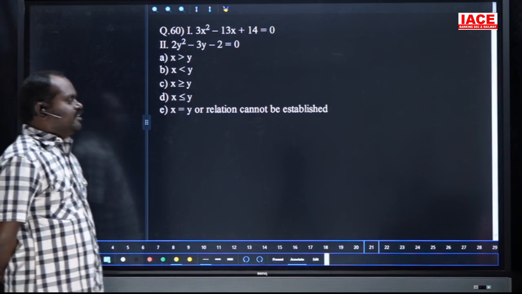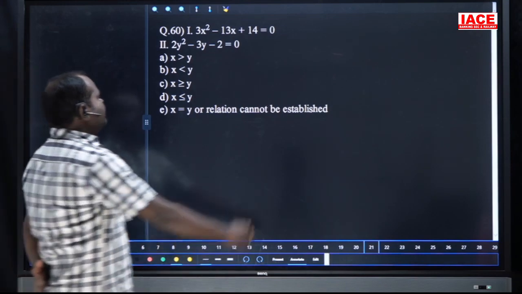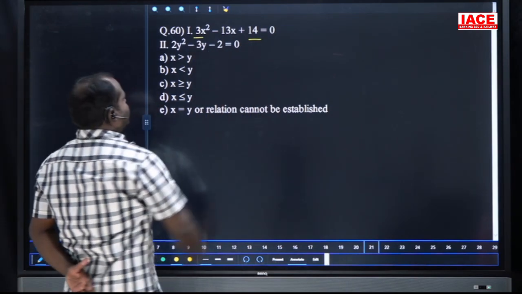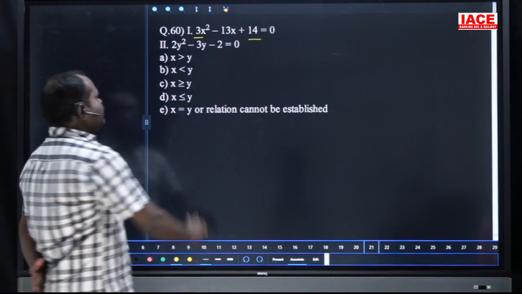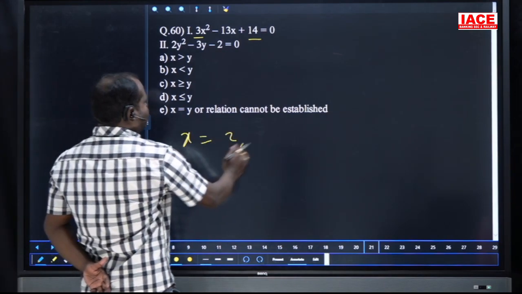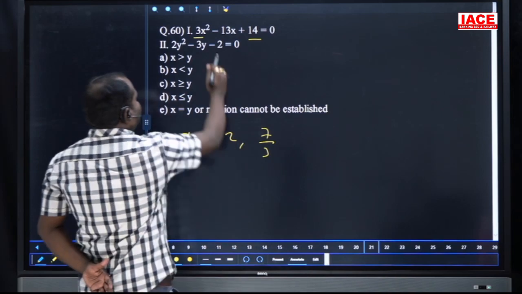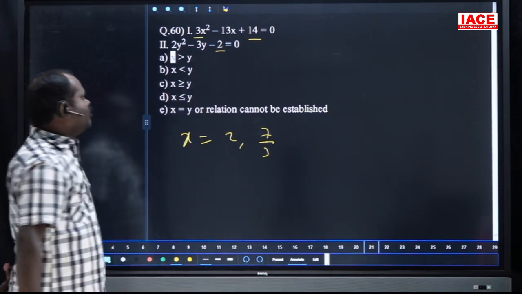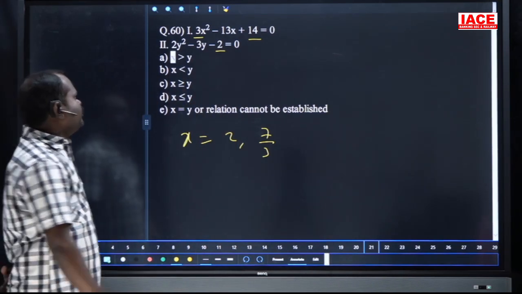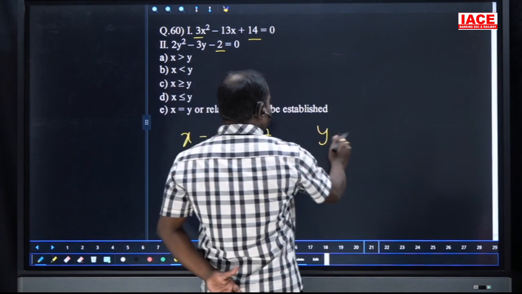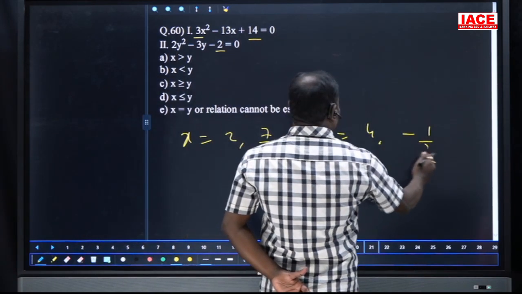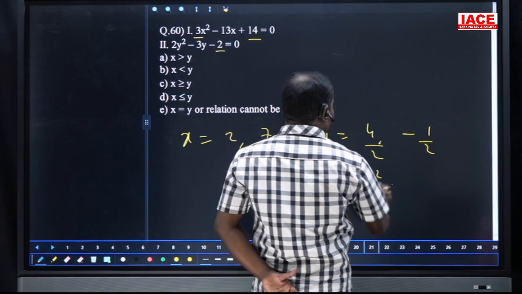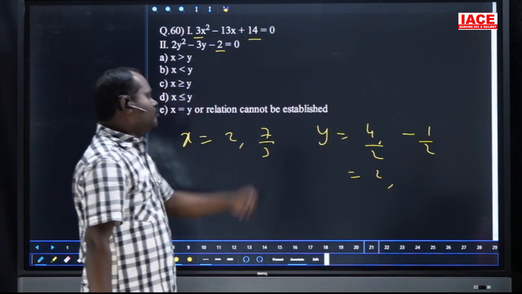3x square minus 13x plus 14: 14 times 3 is 42, 6 times 7 is 42. The x values are 6 and 7, so 6 by 3 and 7 by 3. Then 2 twos are 4, minus 4 plus 1, with values 4 minus 1 by 2 by 2, that is 2 and minus 1 by 2. 2 and 2 are equal.